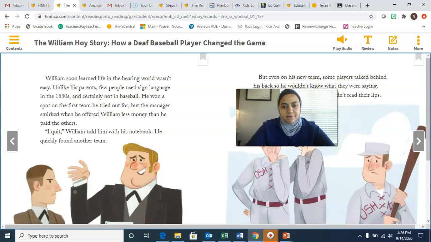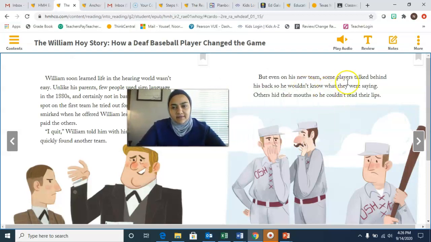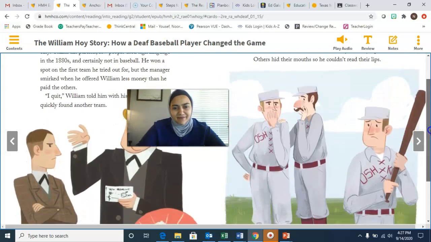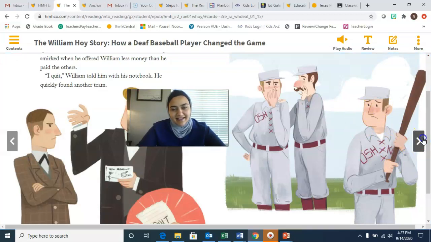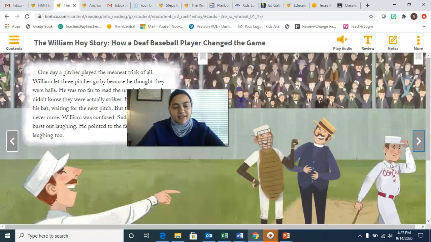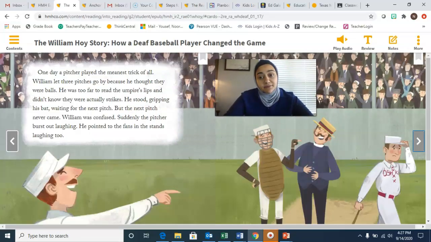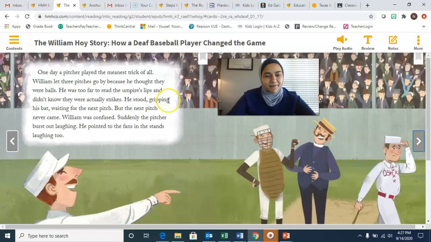That's not nice. But even on his new team, some players talked behind his back so he wouldn't know what they were saying. Others hid their mouths so he couldn't read their lips. Was that nice? They made him feel bad. Maybe they were making fun of him. Maybe they weren't. But was it nice to talk behind his back and not let him in the conversation? No, because a person's automatically going to think that, hey, they're talking about me, right? Even though you may not be, that's what they're going to think. Why is it a secret then, right? So that made William Hoy feel really bad.